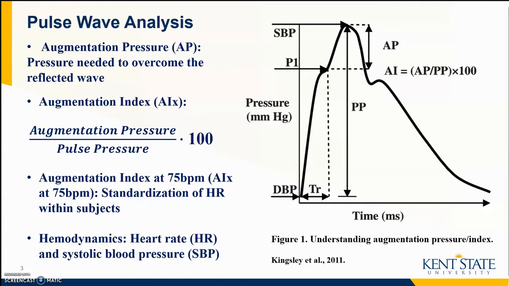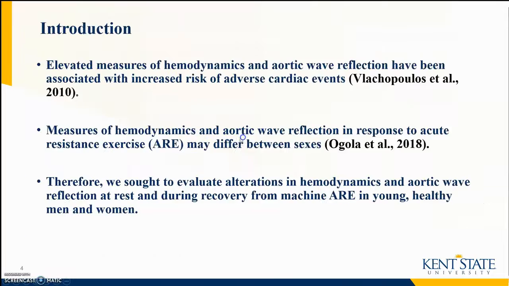As far as augmentation index goes, augmentation index is simply the percentage of the pulse pressure, or the total pressure of the wave, that the augmentation pressure makes up. An augmentation index that's standardized at 75 beats per minute is derived from a computer algorithm that standardized the heart rate of all of our participants at 75 beats per minute and analyzes the augmentation index at that point. As far as hemodynamics go, we measured heart rate and systolic blood pressure at the brachial artery.